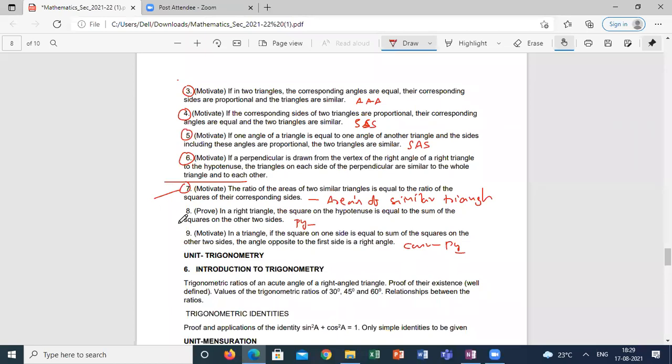Pythagoras theorem. In a right angle triangle, eighth one. In a right angle triangle, the square on the hypotenuse is equal to the sum of the squares of the remaining two sides of the right triangle. This is the proof of the Pythagoras theorem. What does the Pythagoras theorem say? The square of the longest side of the right angle triangle is equal to the sum of the squares of the remaining two sides. Or the square of the side which is opposite to 90 degrees is equal to the sum of the squares of the remaining two sides.